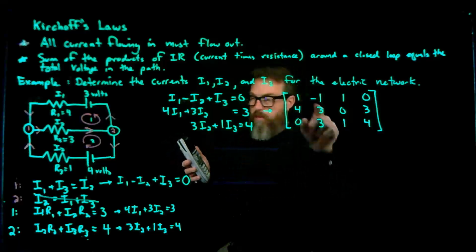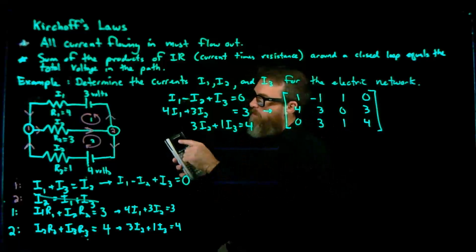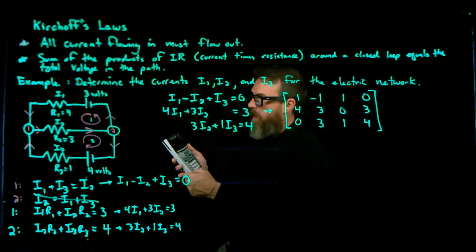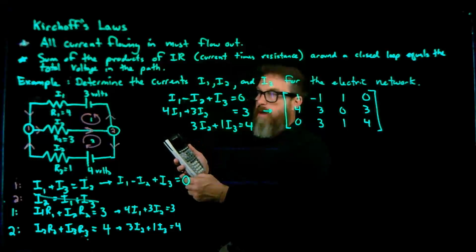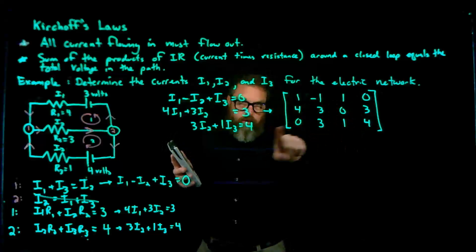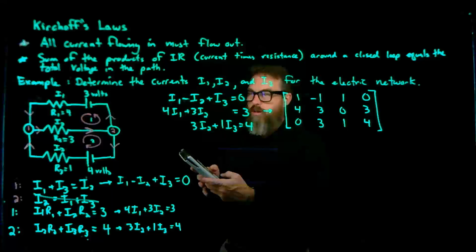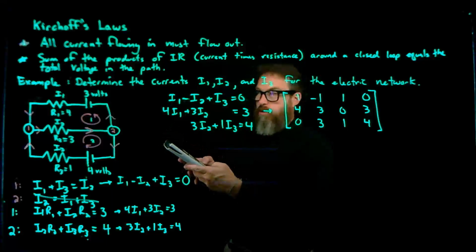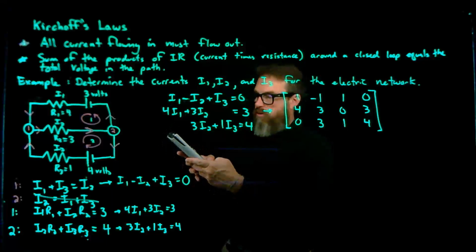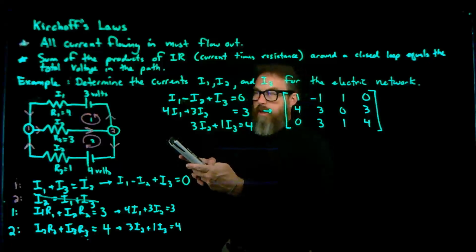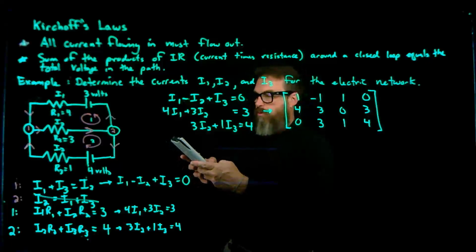Notice this is a 3 by 4. So when you hit edit, this has to say 3 times 4, enter. Then we just type them in. Now, when you write it, you write it horizontally. So 1, negative 1, 1, enter. So every time you hit a number, you have to enter. So 4, enter, 3, enter, 0, enter, 3, enter. The last row, 0, enter, 3, enter, 1, enter, 4, enter.